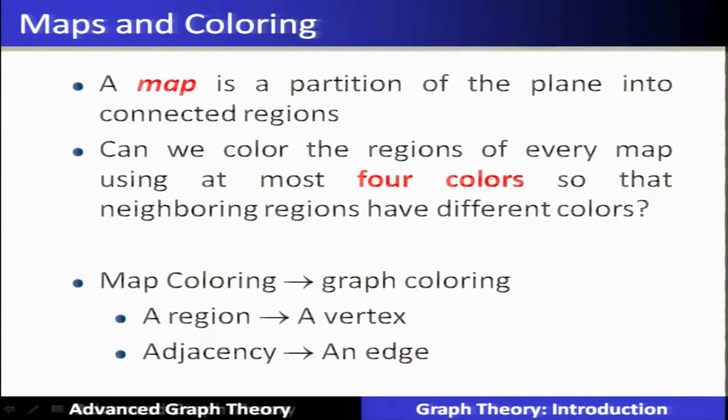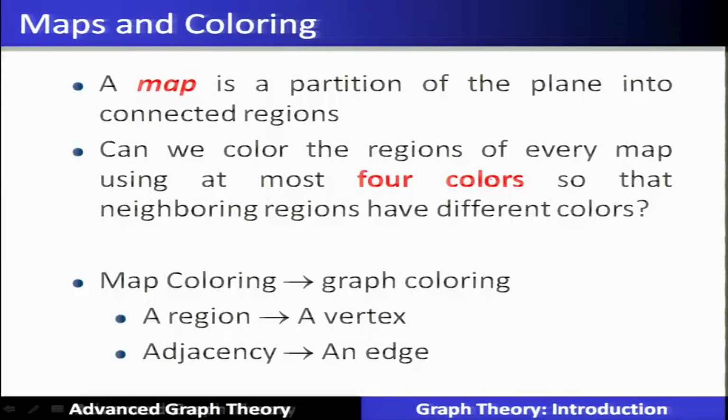Now, maps and coloring of a map is not a trivial problem, and it is a well studied problem in graph theory. A map is a partition of a plane into connected regions. You might have seen an atlas as an example. How are you going to color this particular map using at most 4 colors is a well studied problem.